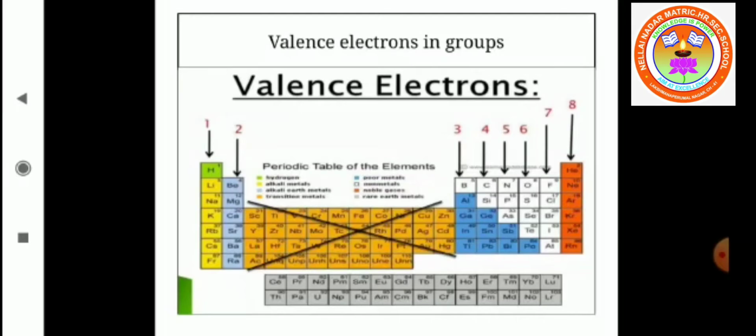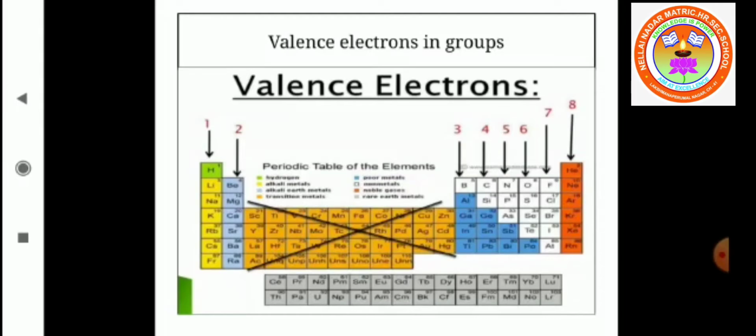Okay children, here we are going to learn about valence electrons present in the elements of these groups. What about the nature of valence electrons present in various elements of a group? It's very interesting to note that the elements of the first group have their valency as 1. Elements of the second group have their valency as 2. Then from the third group to the 12th group, you leave.